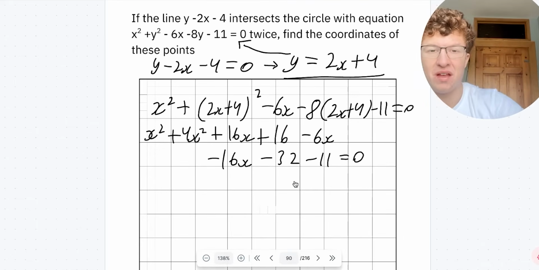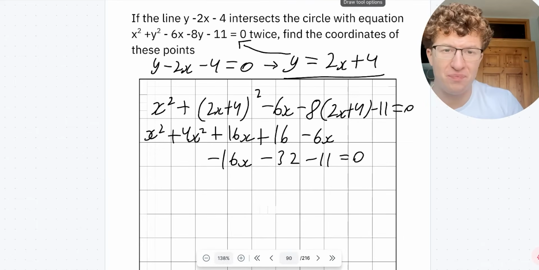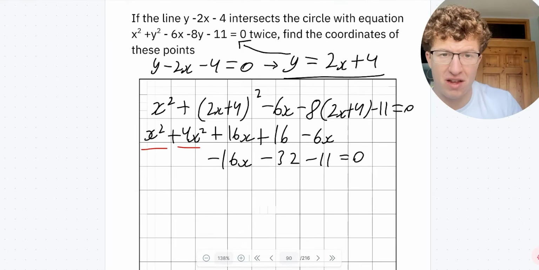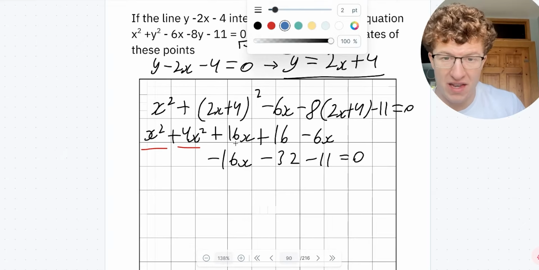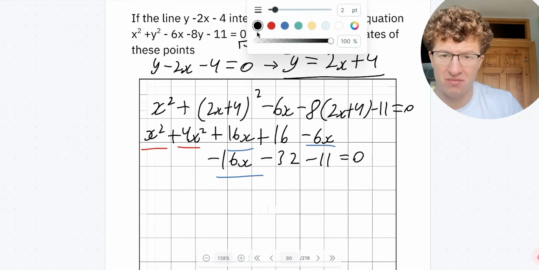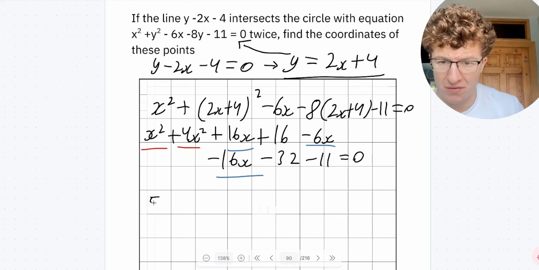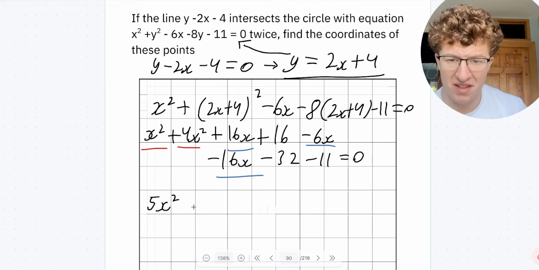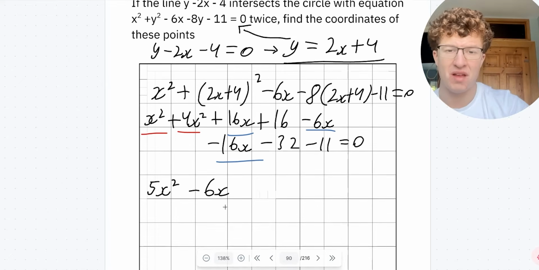That's a lot of stuff. The key here, I would always say, is to pick a different color pen and underline the like terms. So we have the x squareds there, we will have the x's here, and then the rest are just the normal constant terms. So x squared plus 4x squared, we have 5x squared. We have 16x minus 16x minus 6, so we're just going to be left with a minus 6x.